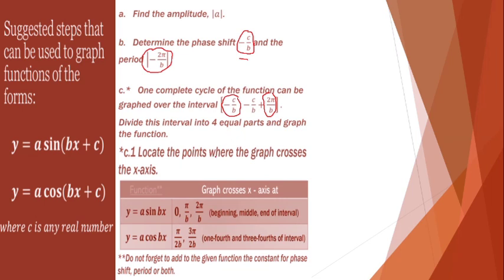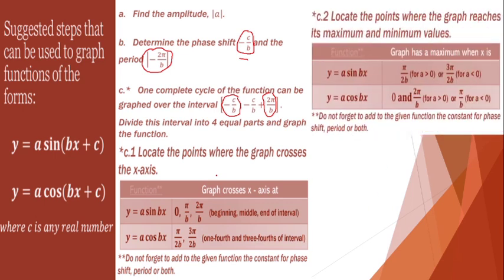Locate the points where the graph crosses the x-axis. Kapag sine, so again, ito. Kapag tatlo, ibig sabihin tatlo na yan, beginning, middle, and end of interval. Kapag cosine naman, 1/4 and 3/4 of it. So, meron tayong PS or pahabol sulat. Do not forget to add to the given function the constant for phase shift, period, or both.